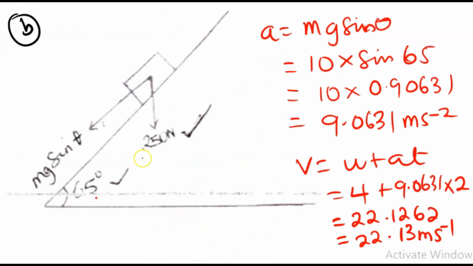Now, question B. If the candidate is able to draw the diagram like this, indicating mg sine theta, the inclined angle, and the weight, then the candidate is going to get B2. Now, if not, if any of these labels is wrong, then minus 1 for each error. Any omission by the candidate will be penalized by subtracting 1 from the 2.